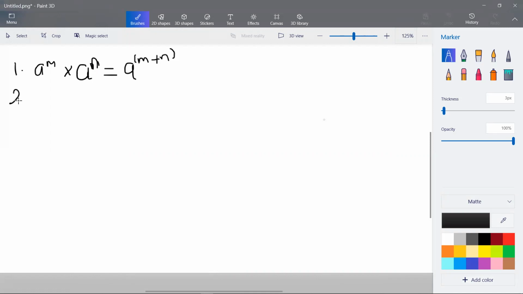Law number 2, it states this. If you have a power m divided by a power n, you'll get a power m minus n.